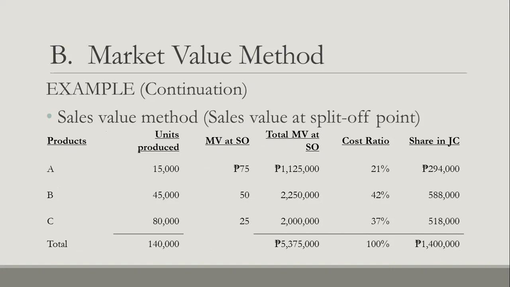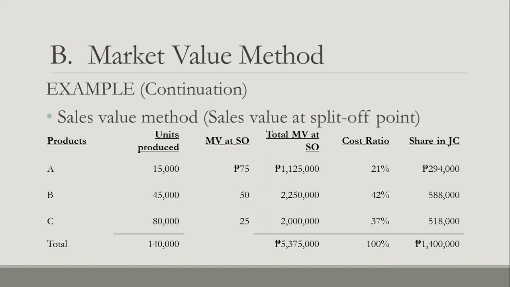45,000 units times 50 pesos is equal to 2,250,000. And last, for your product C, multiply your units produced by your market value at split off point, you would get 2 million pesos. So sum the total market value at split off point for all the products, you will get 5,375,000. So to determine the share in joint cost, you would have to perform a cost ratio analysis.